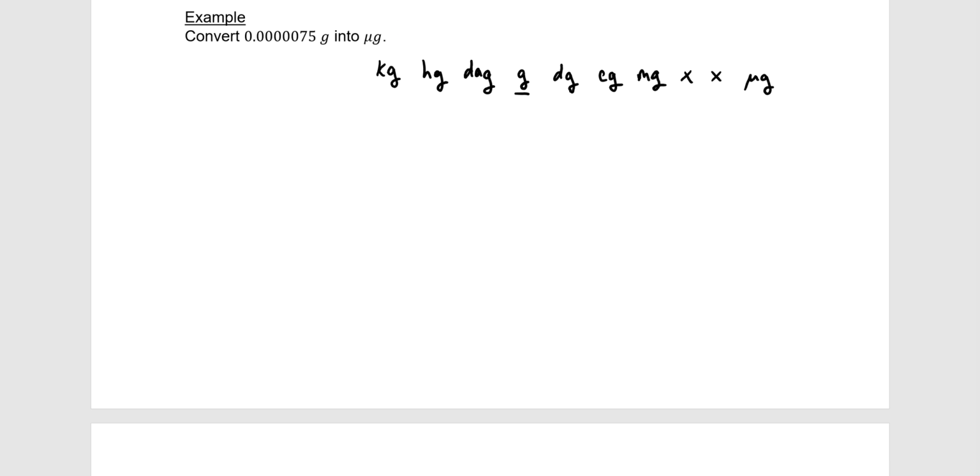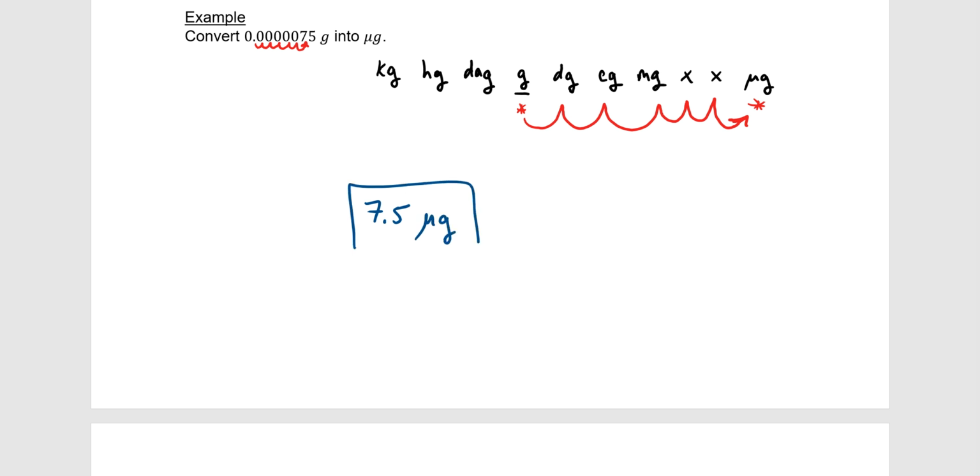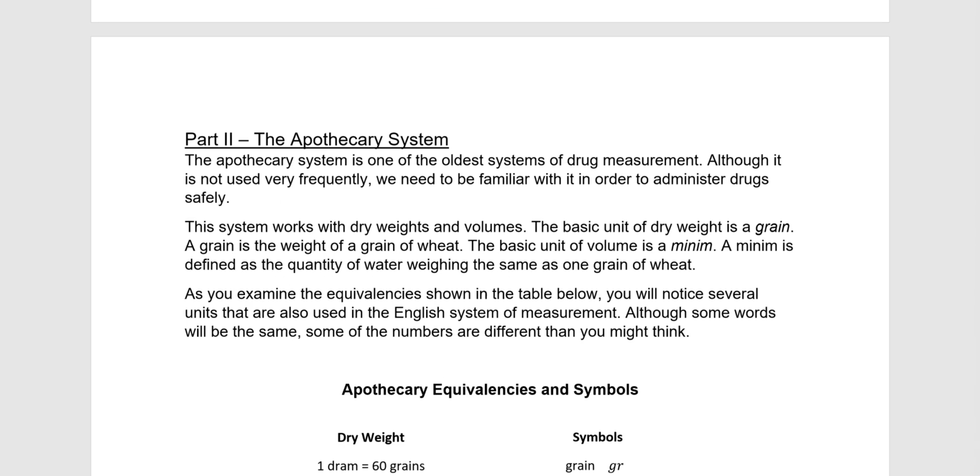Okay, so let's do one more for this one. We want to convert 0.0000075 grams into micrograms. So we have our prefixes, and we are starting at grams, and we are going all the way over here to micrograms. So that's going to be 1, 2, 3, 4, 5, and 6 spots to the right. So we're going to move the decimal 6 to the right. That's 1, 2, 3, 4, 5, and 6. So this becomes 7.5 micrograms. Okay, so that is part 1 with the metric system. Now going on to part 2 with the apothecary system.